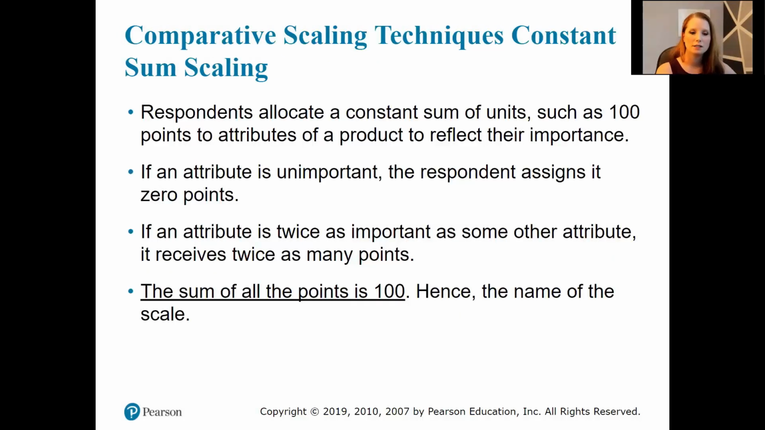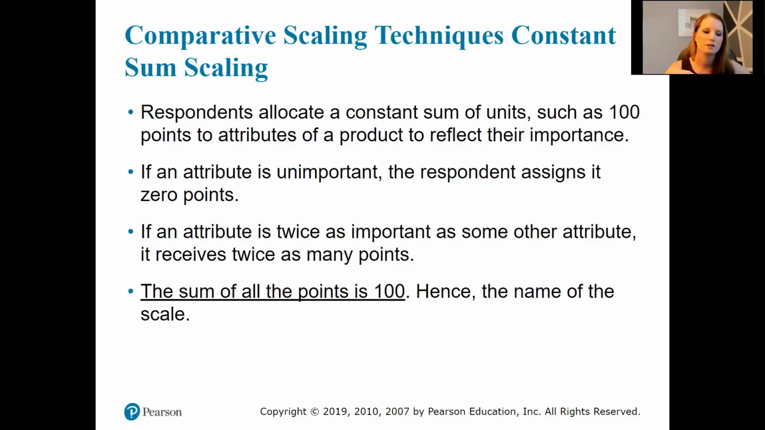Next, we have constant sum scaling. Here, respondents allocate some sum of units, okay? So 100 points to attributes of a product to tell us which are the most important. You have 100 points. Is it price? Is it brand name? Is it a feature that it has? Is it packaging? Is it where you can buy it? Maybe you have 3, 4, or 5 different things they can choose from, but they're not selecting one as the most important. They're giving you an idea on a scale of 100.